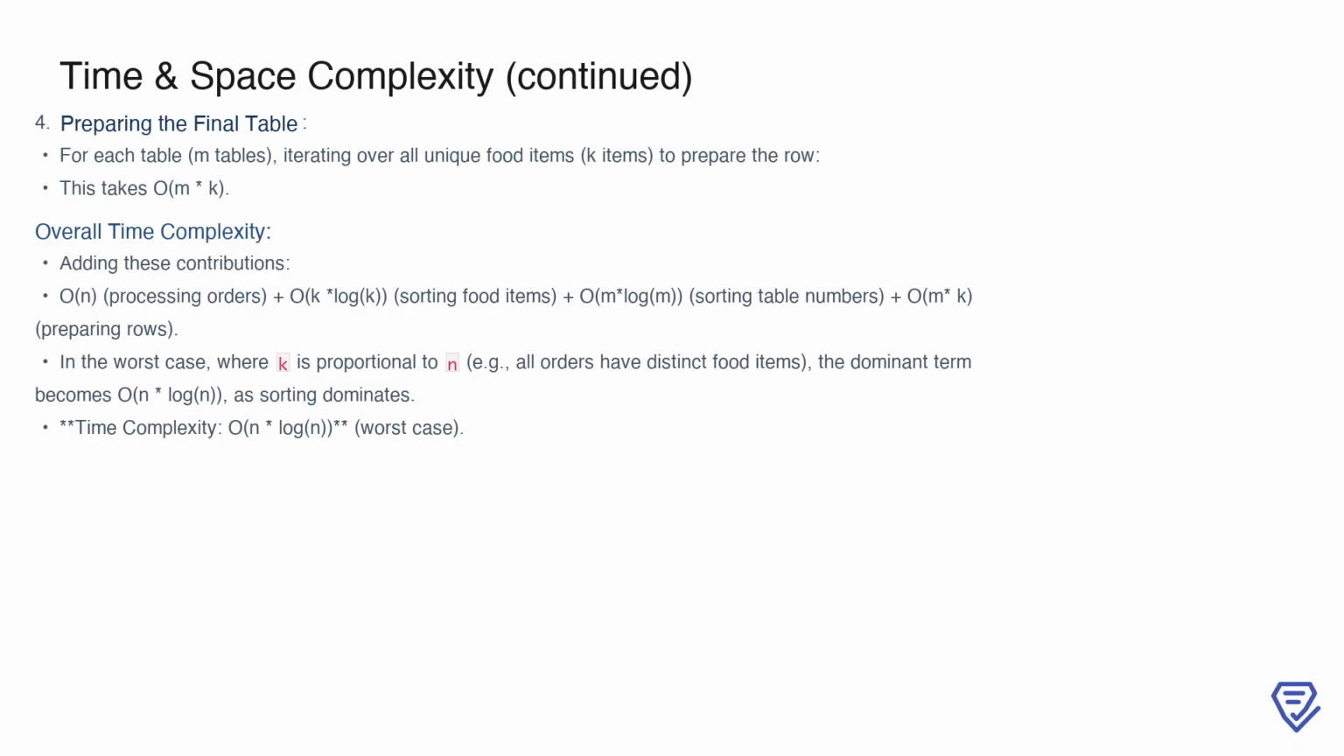Adding up all these contributions, the total time complexity becomes O(n) for processing orders, k*log k for sorting food items, m*log m for sorting table numbers, and m*k for preparing rows. In the worst case, where the number of unique food items k is proportional to n, such as when all orders contain distinct food items, the sorting step dominates. This results in a worst-case time complexity of O(n*log n).